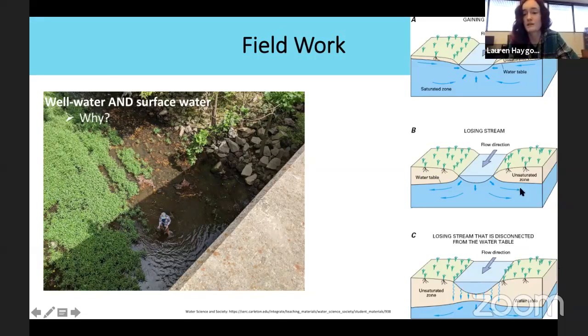So this diagram over here shows we have A, which is a gaining stream. Here's our river, and here's our groundwater. These arrows show the direction of water movement in the ground. So the groundwater is actually moving into the river and increasing the water in the river. That's what we call a gaining stream. And then we have the losing stream here. The arrows indicate the direction of water movement. So the water is moving down into the groundwater. We're losing surface water, but it's going into the groundwater.